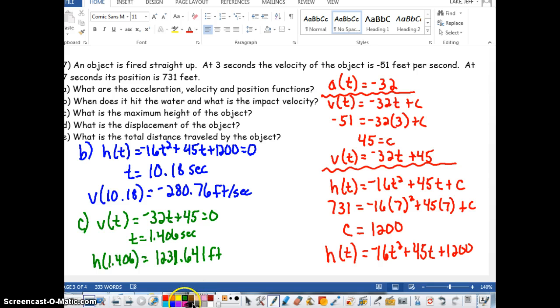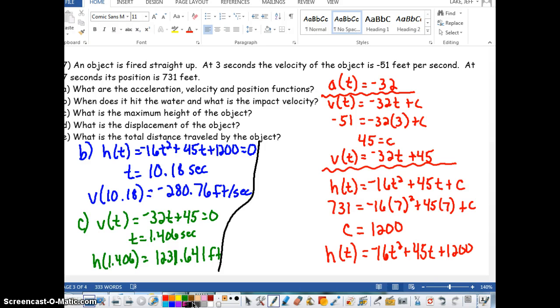So again, if you just take a look at letter B and C, they're pretty much the exact opposites of each other. In letter B, you set the height equal to 0, and then you plug that into the velocity. In letter C, you set the velocity equal to 0, and then you plug that into the height. So they're just the opposites of each other.